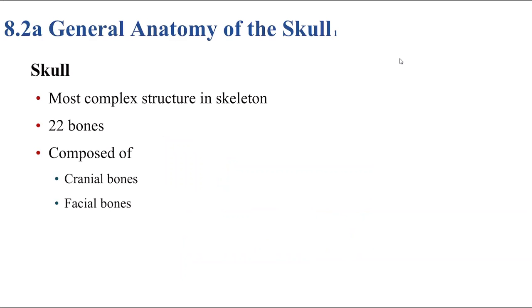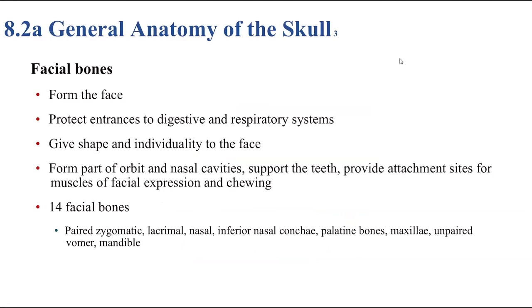Okay, so we spent almost a whole week on the skull. The skull is made up of 22 bones. There are cranial bones and facial bones, and we don't make you learn all 22. The facial bones are going to form the face. Most of the bones are paired, so that means there's one on each side. One that's not paired is the vomer, which is the bone in your nose.